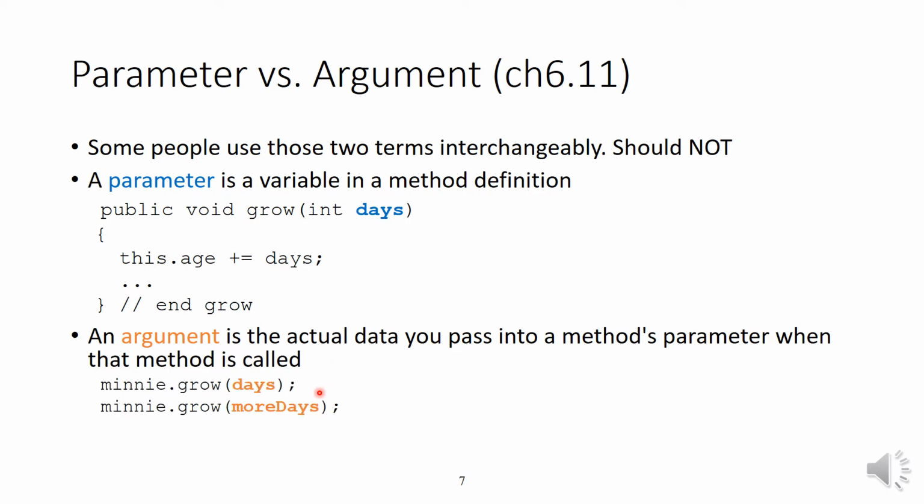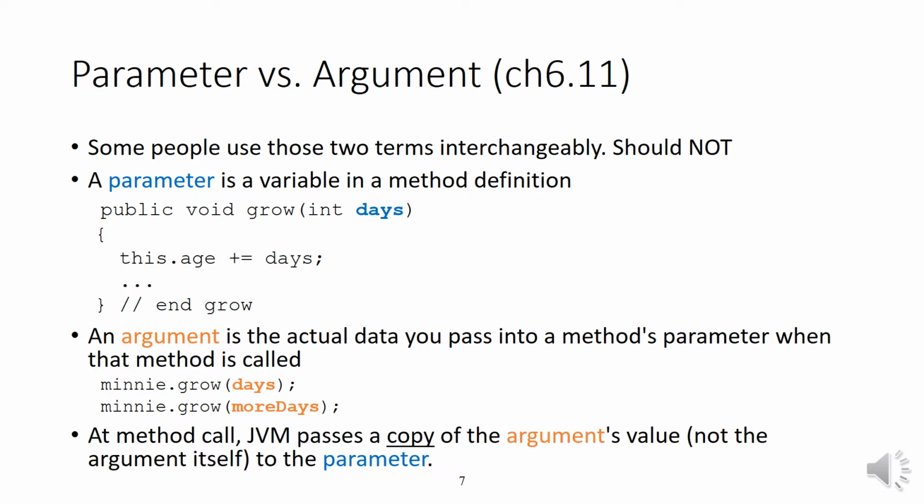Here are two calls of this instance method on a mini object. This argument days is a local variable defined in the method. This days is different from the days parameter defined in the grow method, such as John's in your family is different from John from my family. They just happen to have the same name. When you call a method, Java Virtual Machine passes a copy of the argument's value to the corresponding parameter.